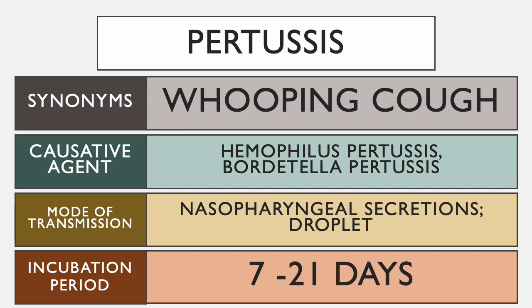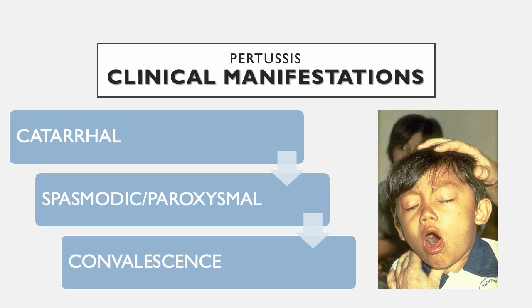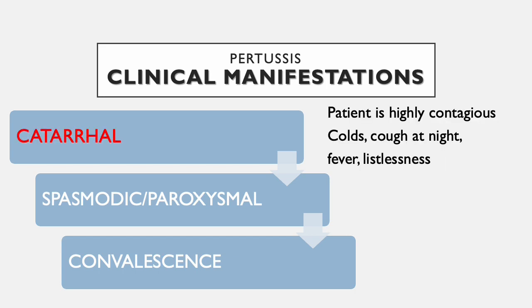Okay, whooping cough. It's caused by Haemophilus pertussis or Bordetella pertussis. Now, it's transmitted through droplets, and the incubation is 7 to 21 days. The manifestations of pertussis are classified into 3. Of course, you have the catarrhal symptoms. That's the first. And then, the paroxysmal. Then, the convalescence or recovery. Now, when we say catarrhal, this is when the client is highly contagious. In catarrhal, there are colds, cough at night, then fever, and of course, listlessness.